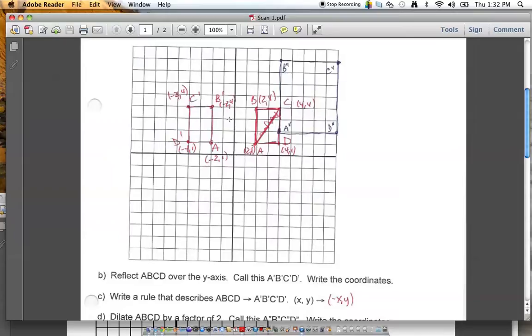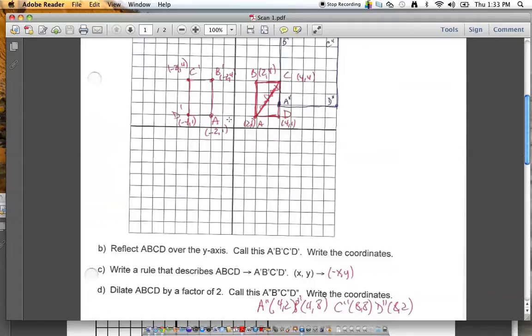Okay? And then after that transformation was done, it asked me to dilate. What is the thing you need to remember about dilating? What operation do you always use when you dilate? Multiplication. So I take (2, 1), I multiply and I get (4, 2). I take (4, 1), I multiply and I get, oh, that should be (8, 2). It looks like it's at (9, 2). Sorry for that, I did it very quickly. This should be (8, 8), and then (4, 8). And that would be what your picture looks like.